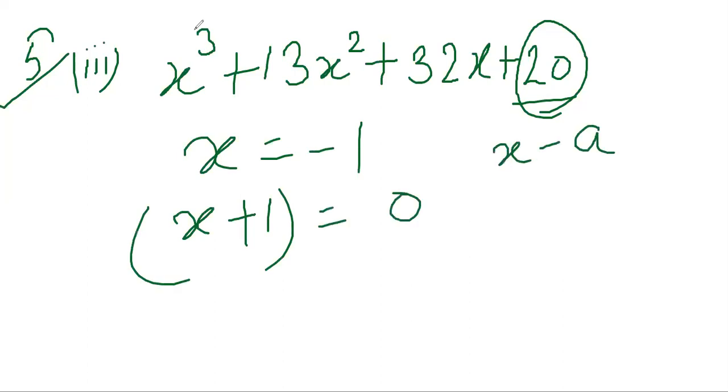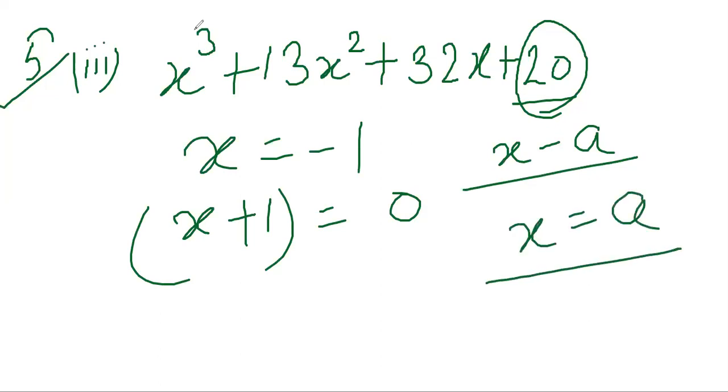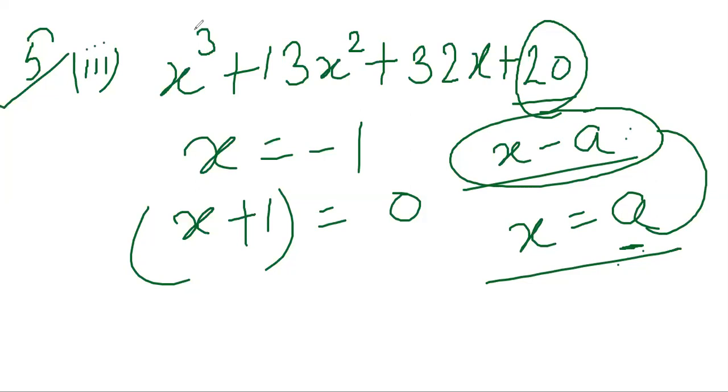What we did in the factor theorem: if we put x is equal to a and the value of the polynomial is 0, then x minus a is a factor. If x minus a is a factor, then x is equal to a is the zero of the polynomial. If you remember the definition of the factor theorem, if x minus a is a factor, then if you put x is equal to a, you will get the value of the polynomial as 0. And if you put x is equal to a and find the value of the polynomial is 0, then you can say x minus a is a factor here, right?